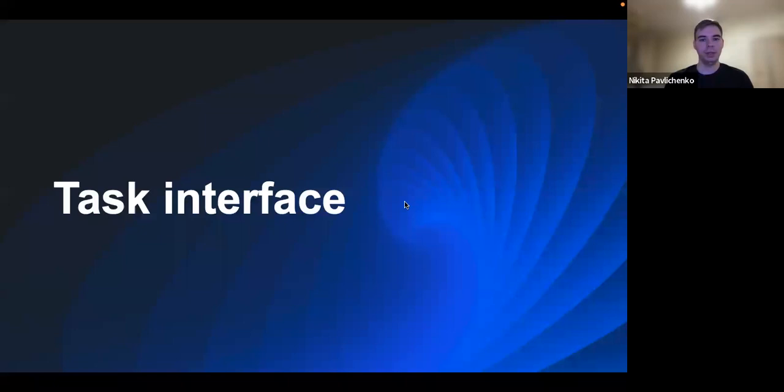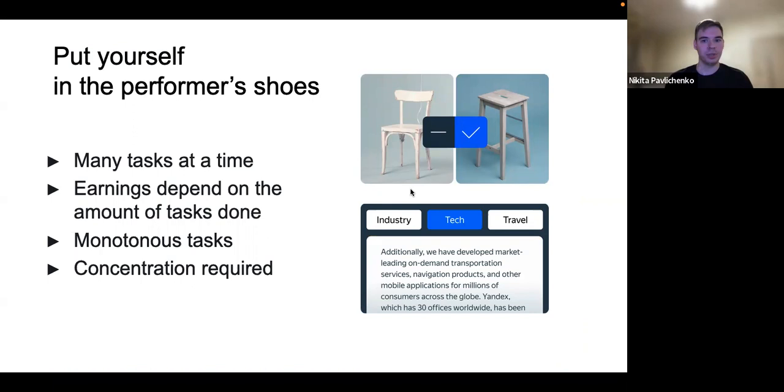Okay, let's move on to the task interface. When you run a crowdsourcing project, you need to know at least a little bit about designing front-end interfaces, because it's how your performers communicate with you. Put yourself in the performer's shoes. You have many tasks at a time and your earnings depend on the number of tasks you do. So you need to do as many tasks as possible. And these tasks are monotonous. You just see the same images, you answer the same questions. And because of quality control, you need concentration because you can be banned at any moment.